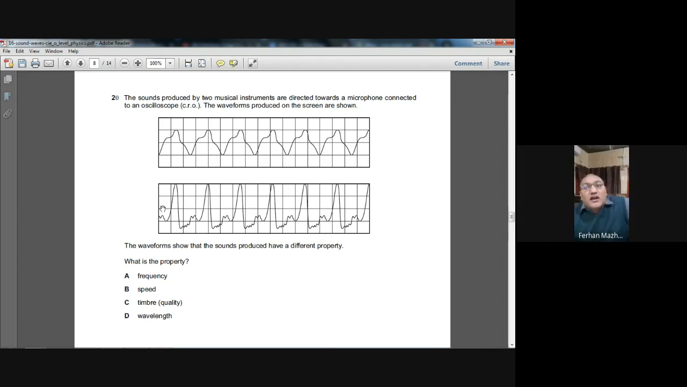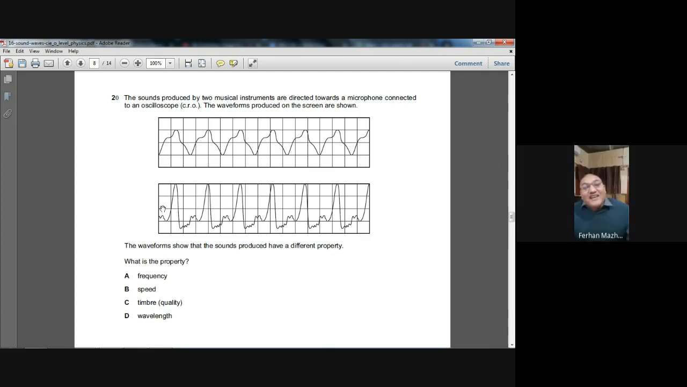Timbre quality, obviously their quality is different from each other. From the graph of the CRO, you can find out the time period and the amplitude. You cannot find the wavelength. So the one thing which is clearly different in them, the basic shape of their waves, is different from each other. That is definitely different. Frequency is not different, we know for sure. Speed we cannot conclude from the CRO screen. And the wavelength we cannot conclude from the CRO screen.